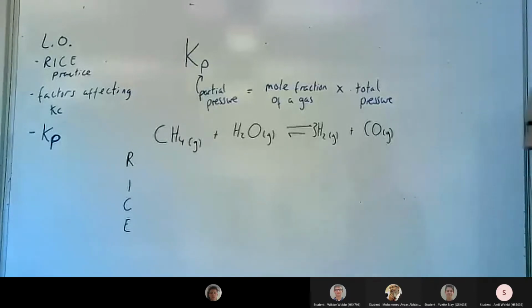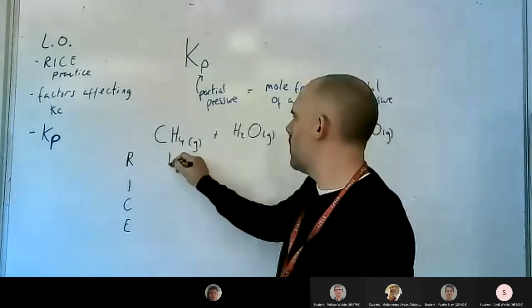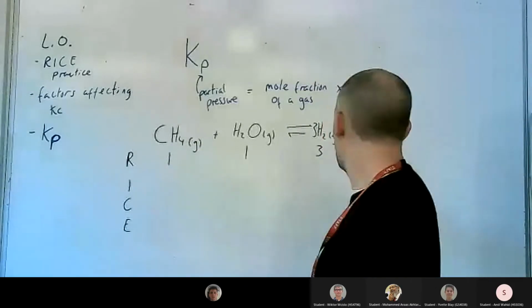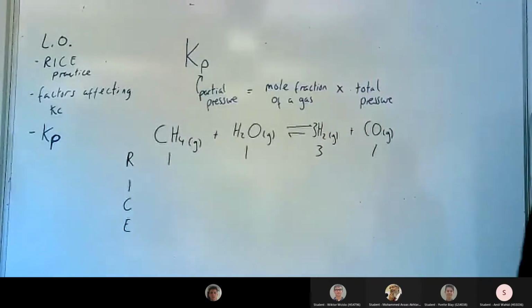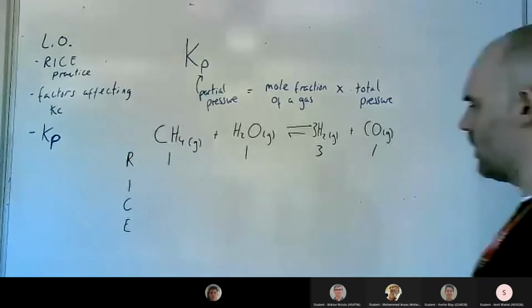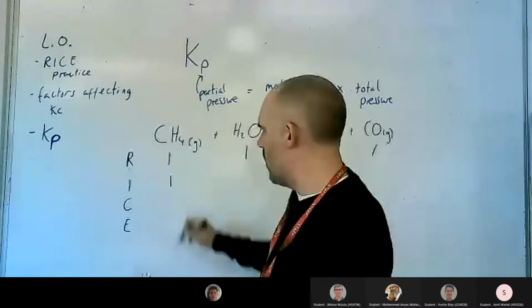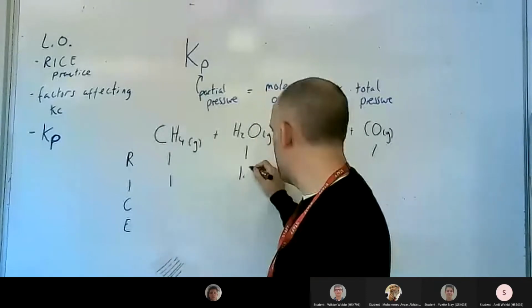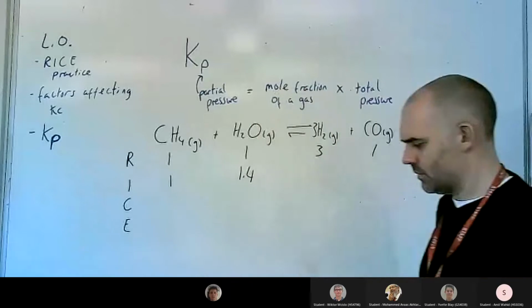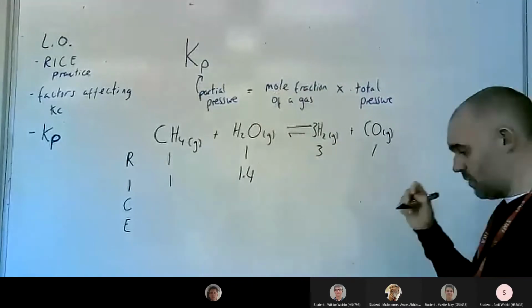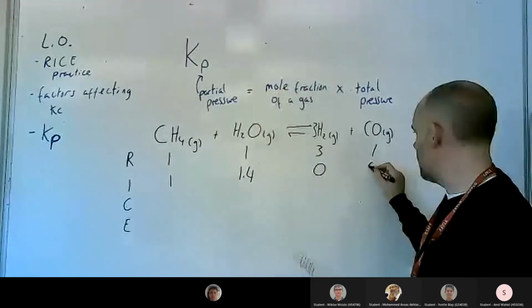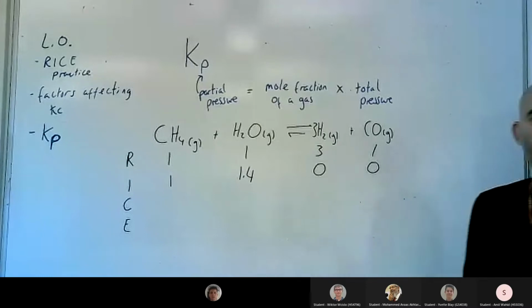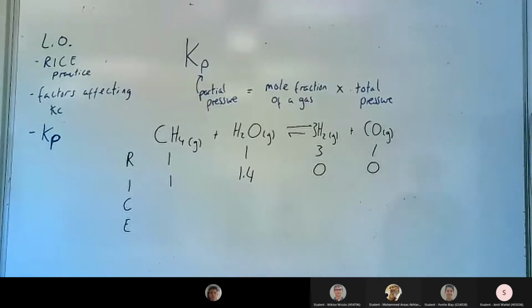Okay, so everyone's all right with ratio, yeah? Just take the balanced numbers 1, 1, 3, 1. Initials from the question, isn't it? So it tells us we've got 1 mole of CH4, 1.4 moles of water, and then we assume, as it doesn't mention anything else, that they start off with 0 of the products, which makes sense. Okay, so we've got 0 of those.